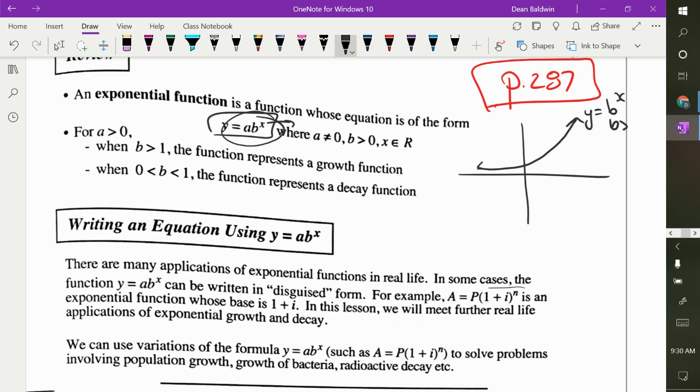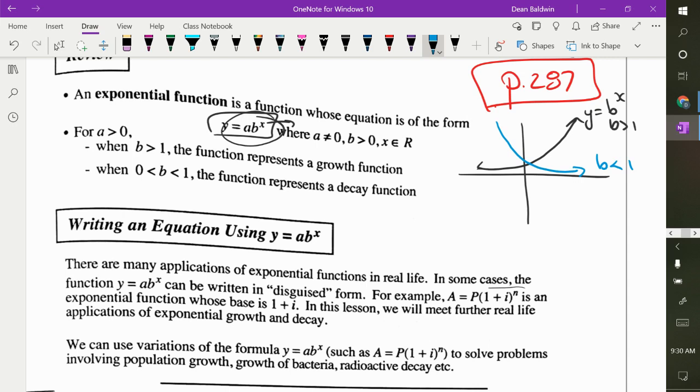This is if b is greater than 1, and they look like this if b is less than 1, correct? Okay. If you hear the words exponential increase, that means it's obviously a growth curve, and it's increasing very fast. That's basically what it means, okay?